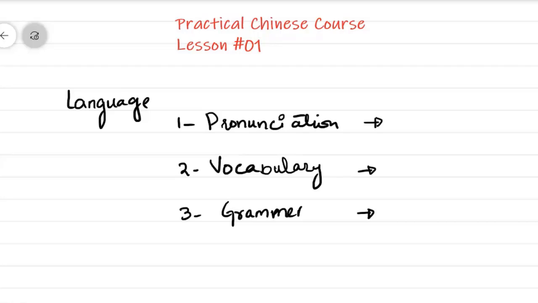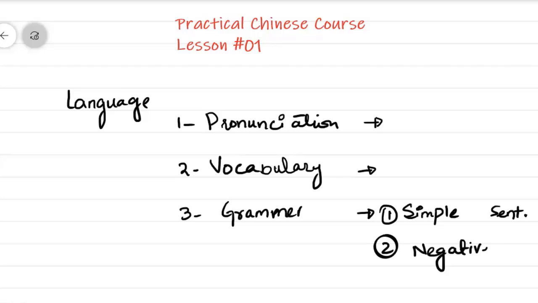For grammar, I'm going to give you an idea of simple sentence structure. The second one is negative sentences, how we can say no to any action. And the third one is asking, a special tool for any query, how we can ask any question. So: the simple sentence, negative sentences, and the queries. Let's start with the pronunciation.